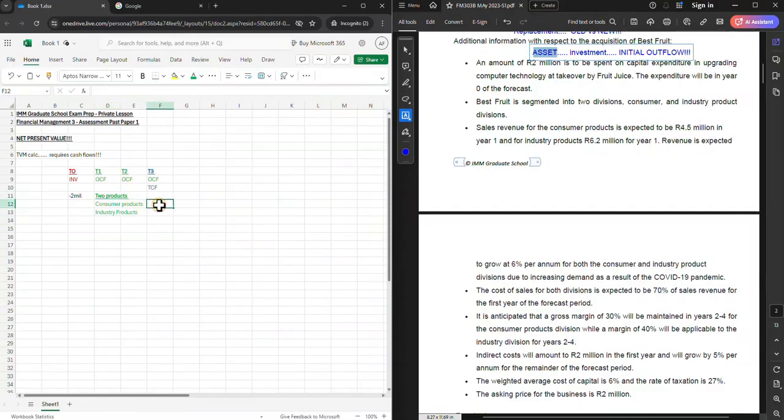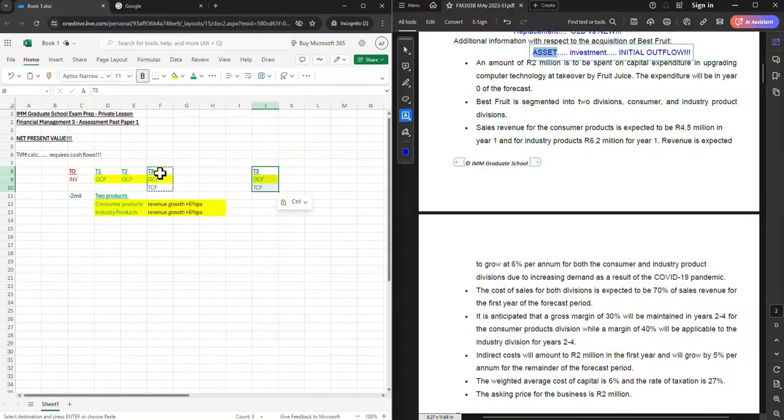Okay, so we can say, in terms of revenue growth, you're going to have plus 6% per annum. Okay, so this is important when doing calculations in the actual question. This is your OCF growth over a period of time. Brilliant.